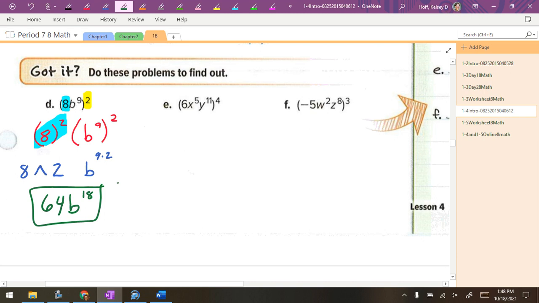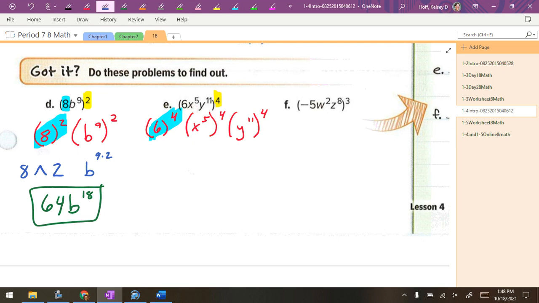E. What's my exponent that I need to share with everyone? 4. So we write 6 to the 4th, x to the 5th to the 4th, y to the 11th to the 4th. Now, 6 is a coefficient, meaning we're actually going to calculate this. 6 to the 4th is not 6 times 4. It is 6 times 6 times 6 times 6, or use your caret key, 6 raised to the 4th, which you get, Aiden?